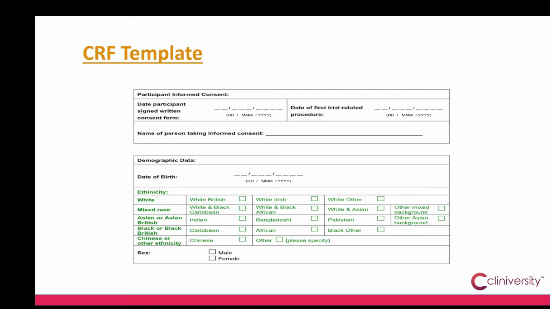That is our electronic data capture system, where a person from the study site is going to enter the data that is available in the paper CRF and is going to enter the same data into the electronic data capture system.